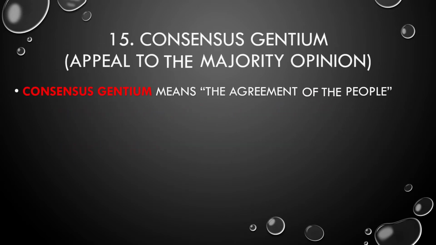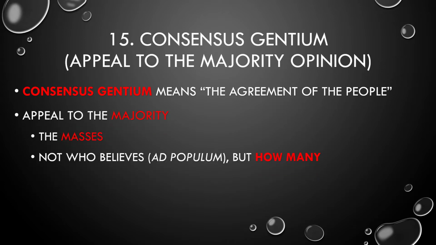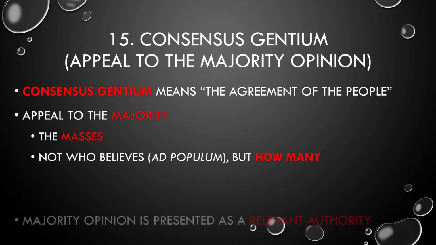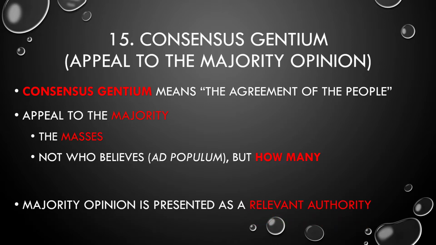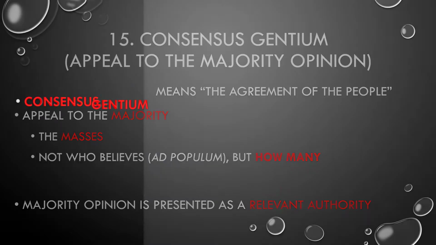Now, the first one is the consensus gentium. I know we looked at it briefly last time, but it means agreement of the people. It's an appeal to the majority, the masses, not who believes, which was the ad populum we looked at last time, but how many people believe. It's the fallacy of believing or doing something because it's widely popular, or attempting to get others to believe something because most other people do, and arguing that something's true because the majority of people believe it. The opinion of the majority is presented as a relevant authority. However, it's obvious that the truth of an argument never, ever hinges on how many people believe it. That's very important to keep in mind.